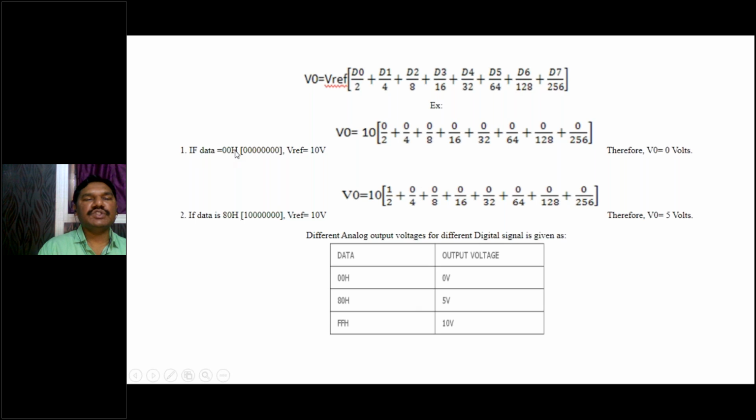If data is 00H, the analog voltage must be 0 volts. If data is 80H, then with V reference it must be 5 volts, and FFH is 10 volts. Why? Because we are taking digital data in 8-bit digital format, in hexadecimal 00H to FFH. So if the digital data is 00H, that indicates analog data is 0 volts. If digital data is FFH, then the output will be 10 volts.